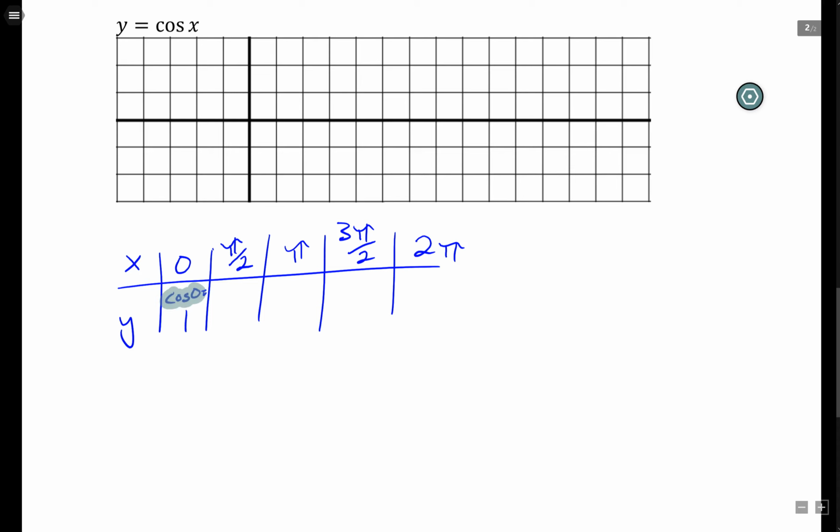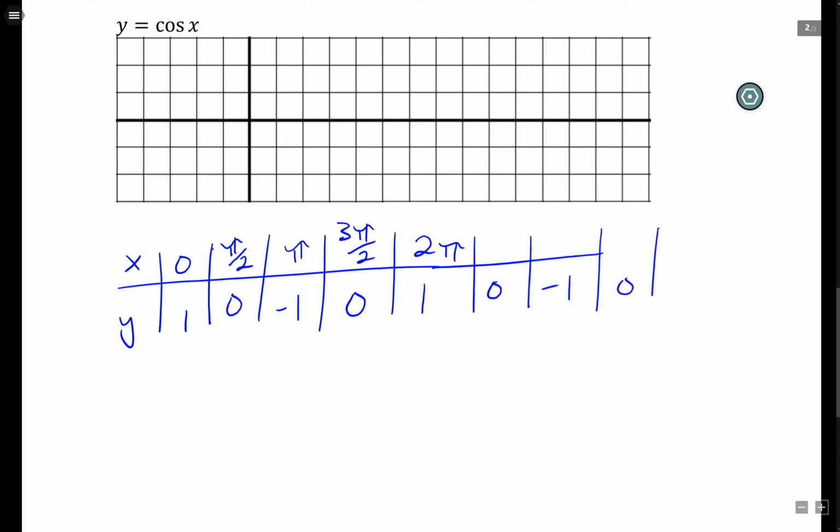It's a useful fact to remember. Cosine of 0 equals 1. Cosine of pi over 2 is 0. Cosine of pi is negative 1. Cosine of 3 pi over 2 is 0. 2 pi gets me to 1. And if we keep going around the unit circle, we know this pattern is going to continue on and on, likewise in the negative direction.